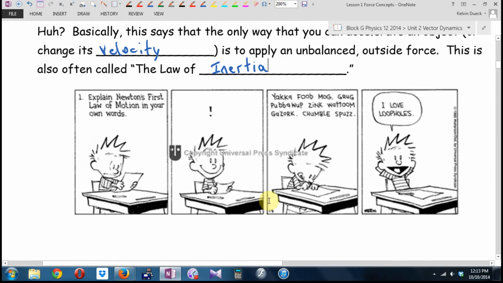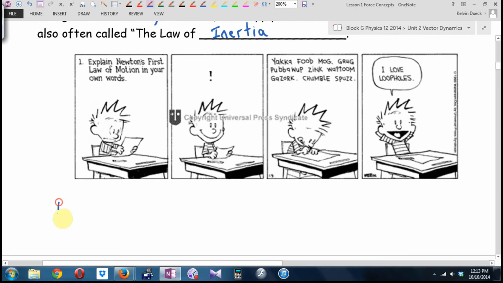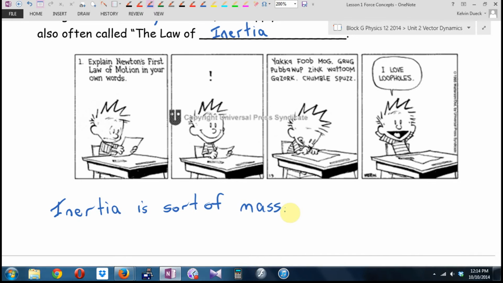What is inertia? I'm picking my words carefully. The amount of mass an object has is a measure of an object's inertia. Inertia is that which resists a force. And what resists a force? Mass.